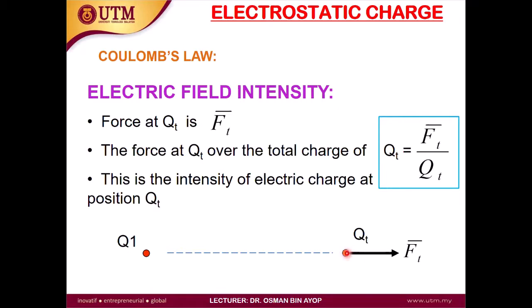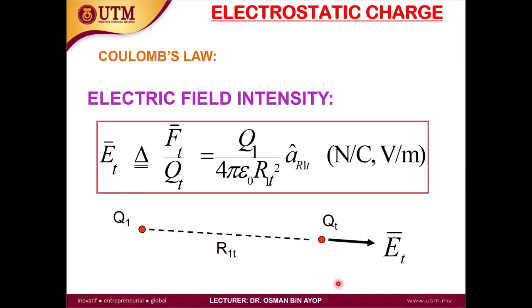So let's say we want to find the intensity of the E field at this point. We have to divide the force acting on Qt by the magnitude of Qt. So we can define Et, the electric field intensity at point t, as equal to Ft divided by Qt, equal to Q1 divided by 4 pi epsilon naught R1t squared, in the direction of the unit vector aR1t, and the unit is Newton per Coulomb or volt per meter, the same unit. Normally we use volt per meter.